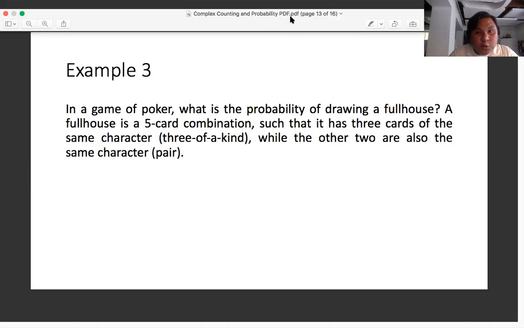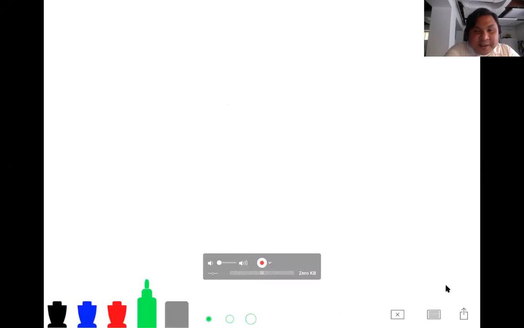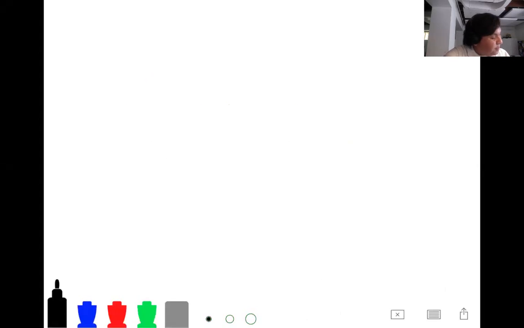Okay, so we're going to switch again to our whiteboard. Okay? And then see what the probability is of drawing a full house. So the first thing we're going to compute is, of course, how many possible poker hands there are, okay? So in poker, you're supposed to pick five cards out of the 52 possible cards. In poker, arrangement is also not important. It does not matter which cards you draw first, as long as in the end, you have this particular combination.